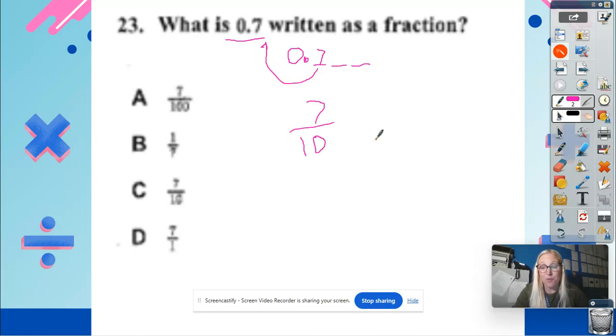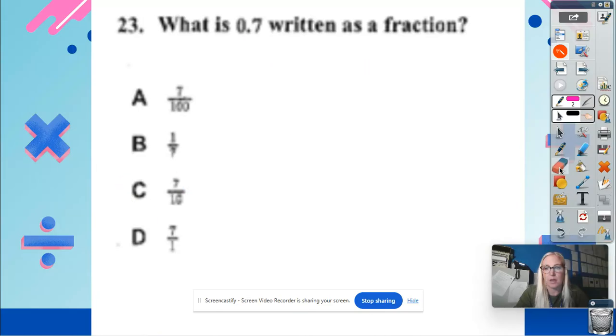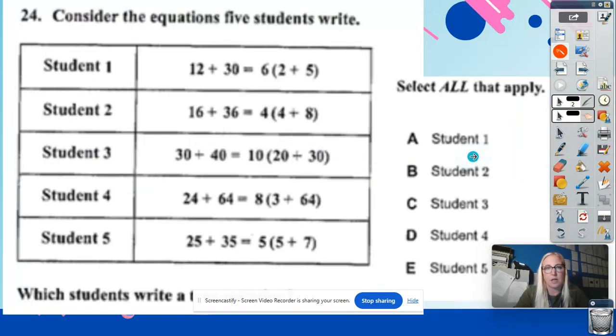There's your fractional form. The only thing that could be a possible hiccup is if the numbers could be simplified, then you would have to simplify them to give the correct fractional amount. But in this case, our answer is C, 7/10.